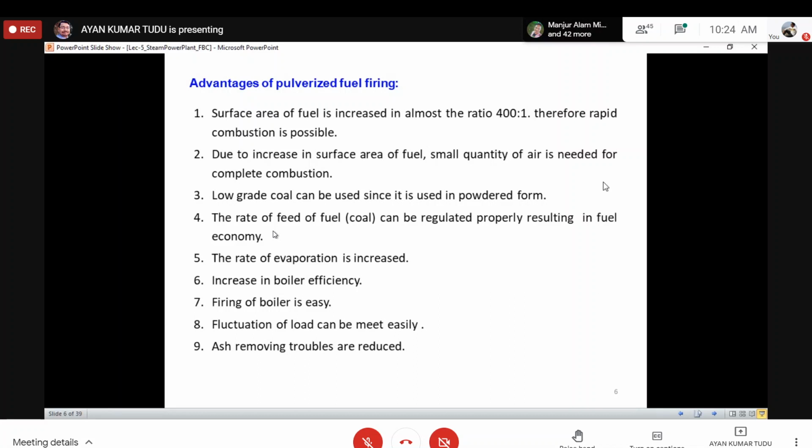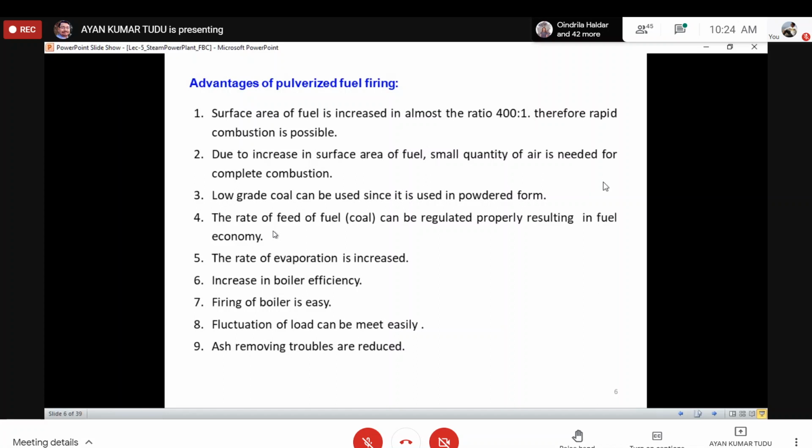The rate of evaporation is increased. There will be increased boiler efficiency. Firing of the boiler will be easy compared to our underfeed or overfeed stoker. Fluctuation of the load can be made easily, and ash removing troubles are greatly reduced. Okay. Whereas there is also a disadvantage of this pulverized fuel firing.